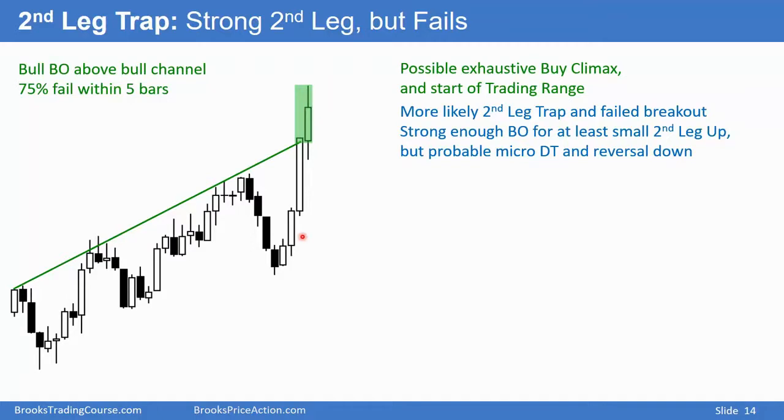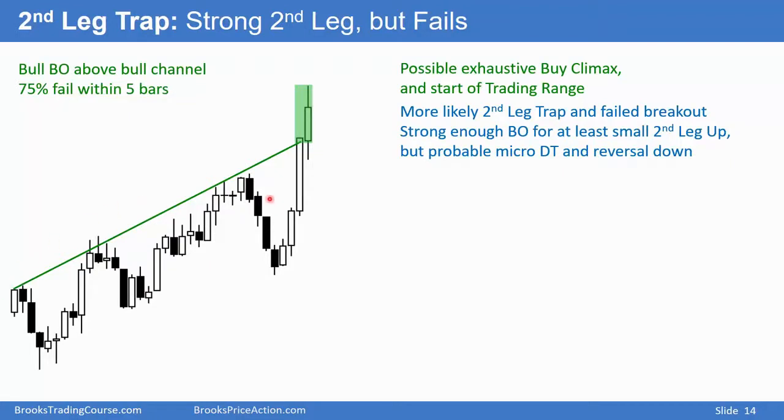Remember the market cycle. A trend starts with a breakout, moves on to a channel, and then to a trading range. That's what happens 75% of the time. Only 25% of the time do you get a bull breakout, a bull channel, and then another bull breakout, starting the market cycle over again. So bull breakout, pullback, and then another channel before the trading range begins. Because this is a bull breakout of a bull channel and not a bull breakout of a trading range, 75% chance it's going to fail within about 5 bars.